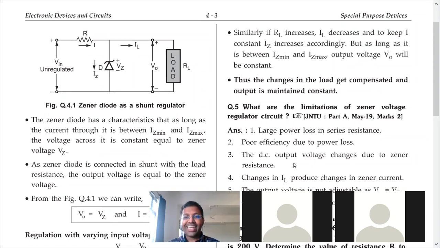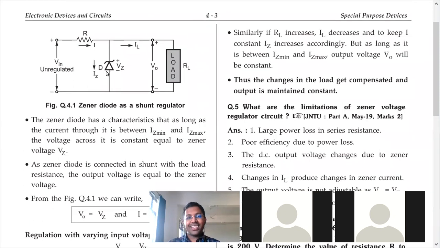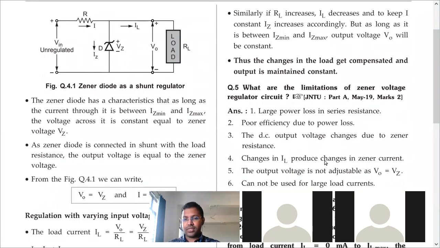Next, DC output voltage changes due to Zener resistance. Every material has resistance, and because of that property, the Zener diode also has some resistance. That is responsible for some slight change in the output voltage. It is not exactly constant. We are approximating it to be constant. There is some slight change, and the reason is the Zener resistance.